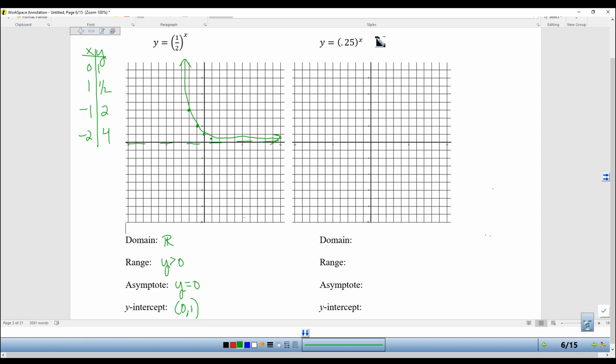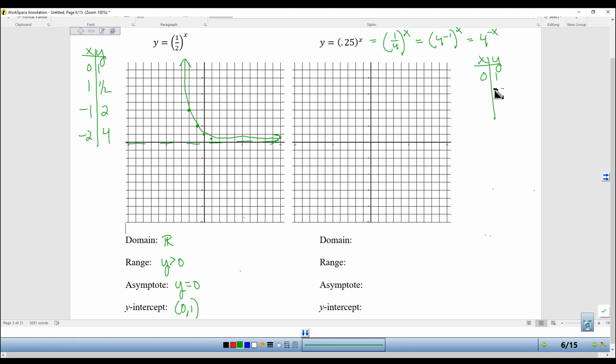0.25. So this is the same as 1/4, which might be easier. And I'm just going to show you an alternative way to do it. Some people really struggle with the -1 and how that produces an answer of 2. So another choice is to change this to 4 to the -1 and then making this 4 to the -x. Then when you make your table, it's much easier to see.